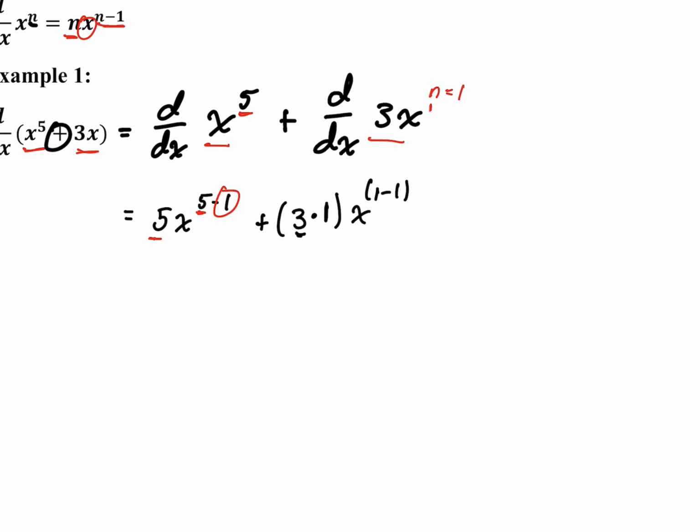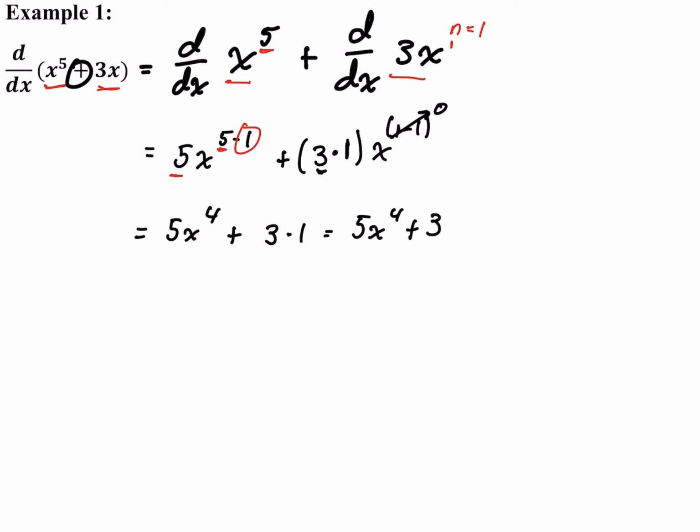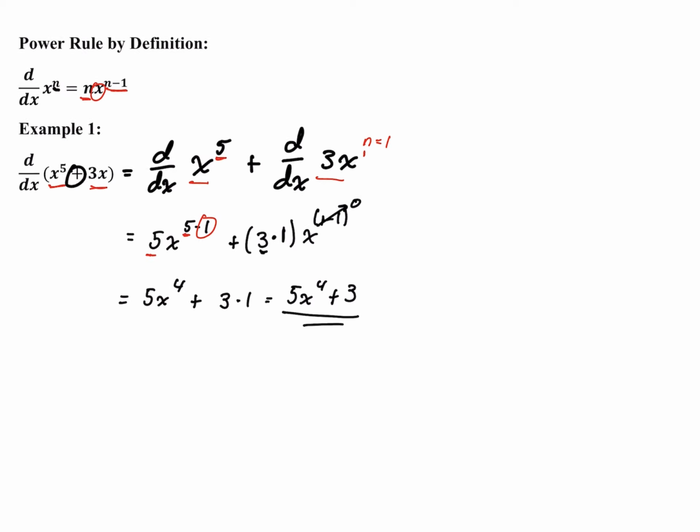Now, we know that 1 minus 1 is 0, and we know that x to the 0 really equals 1. So let's simplify this a little bit. This is really equal to 5x to the fourth plus 3 times 1, because x to the 0 equals 1, which is equal to 5x to the fourth plus 3. So we have our derivative for the first example there.